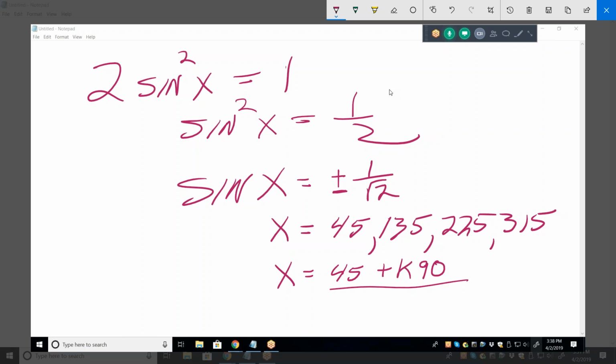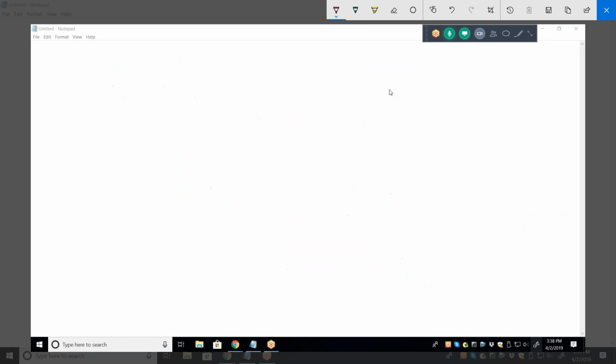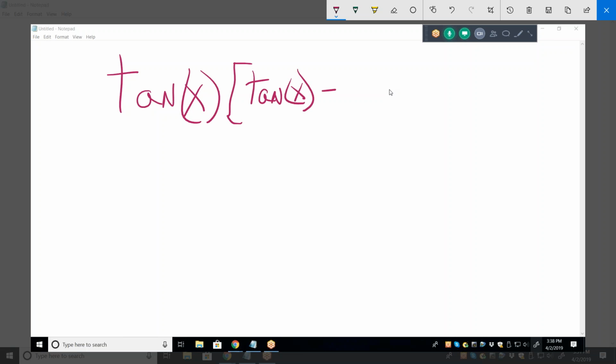All right. The next one is the tangent of x times open parentheses tangent of x minus 1 close parentheses. How would you say that? Well, let me make sure I have it right. Like that? Equals 0.